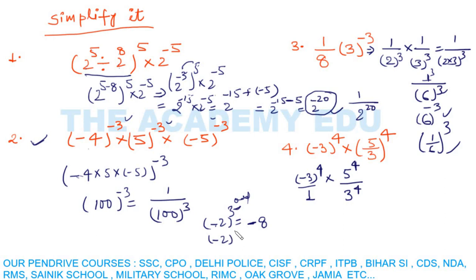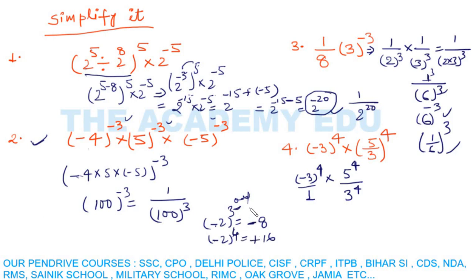Suppose minus 2 raised to the power 4. What will I write here? 2 raised to the power 4. First I will solve 2 raised to the power 4. So 2 2s are 4, 2 4s are 8, 2 8s are 16. And what sign do I apply here? There is a minus, but the power is even, so there is a plus.